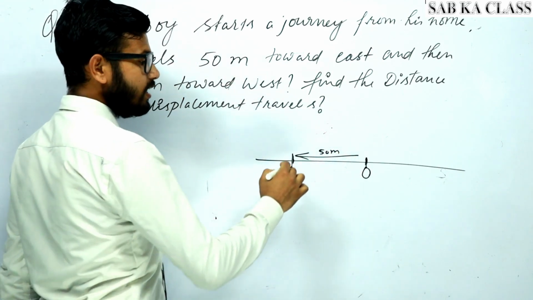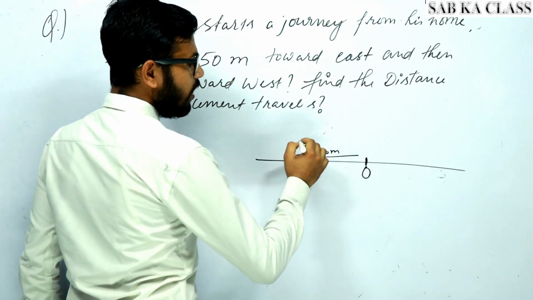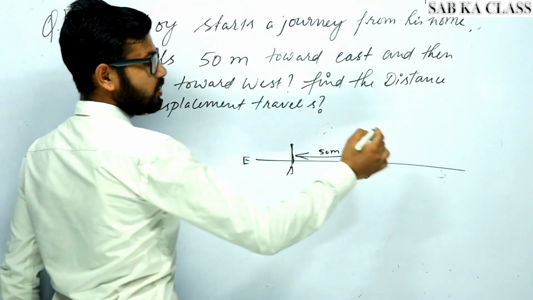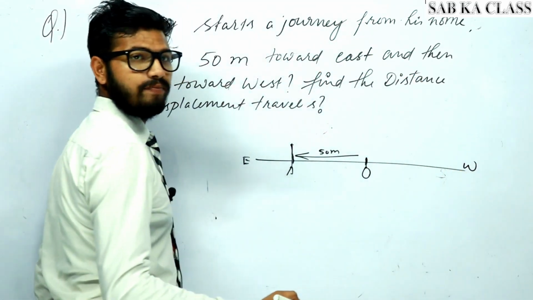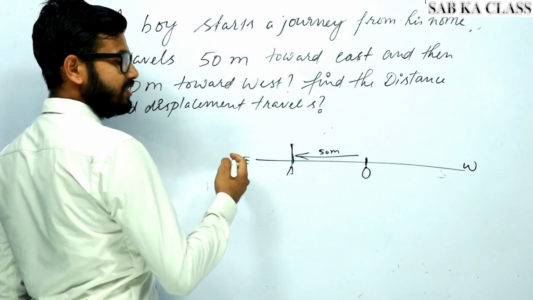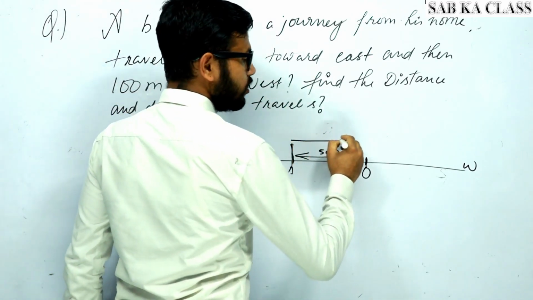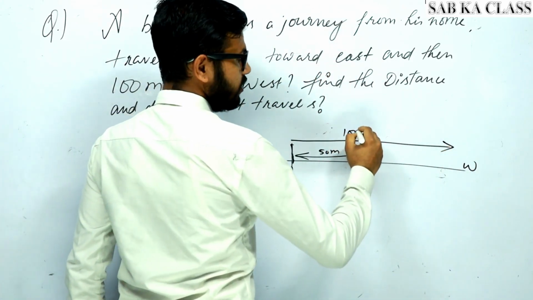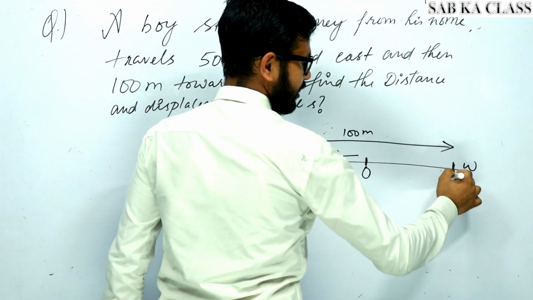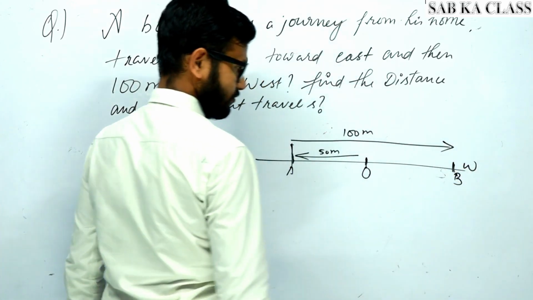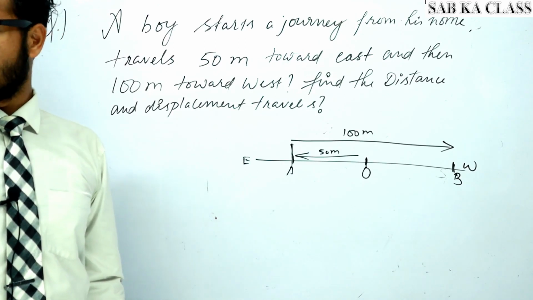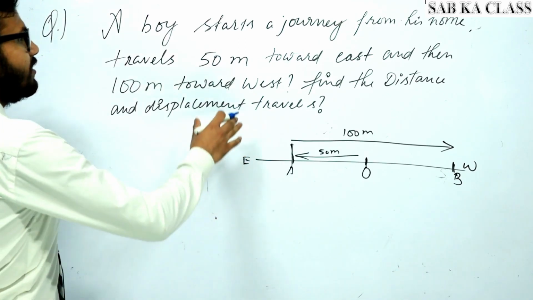Clear? Again from here he travels 100 meters back, meaning west. If this is east, then its opposite is west, definitely. So he moves 50 meters toward east and then 100 meters toward west. That means he finally reached here. You are asked to find the displacement and distance. So let us find the distance first.